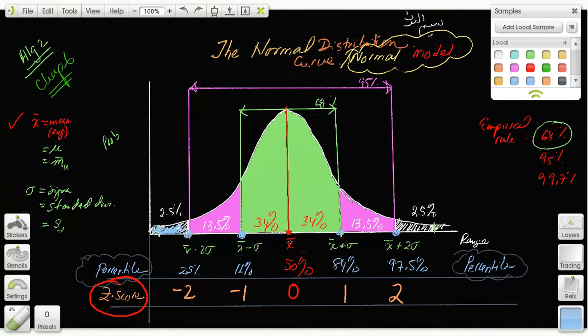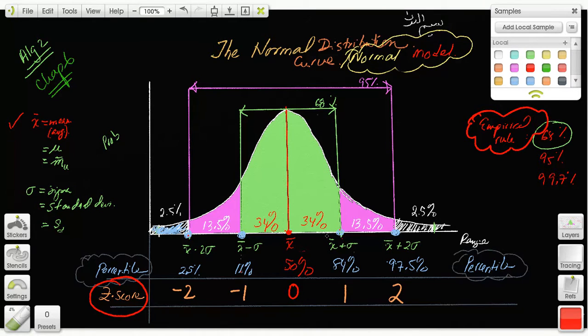Now, this is the mean. This value is going to be 1 standard deviation from the mean. This value is going to be 2 standard deviations from the mean. 1 standard deviation below the mean, 2 standard deviations below the mean. And then we suggested the empirical rule. The empirical rule tells us how much of the data is under the curve, how much of the data is in the curve relative to standard deviation.